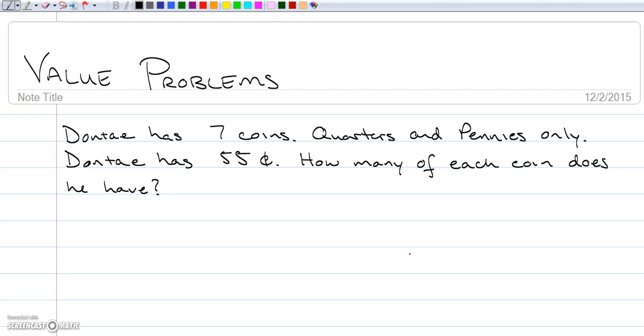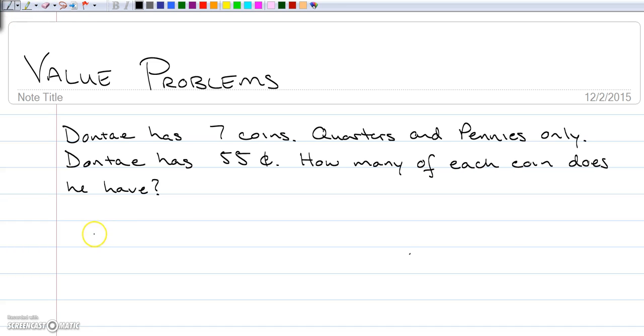All right, Dante has 7 coins, quarters and pennies only. Dante has 55 cents. How many of each coin does he have? Now, a lot of you guys, when you start talking about money, you're like, all right, let me draw a big quarter right here and say it's 25 cents. And then we could keep on doing all that stuff, but we don't need to do that. What I'm telling you now is that with a value problem, we can treat it the exact same way as we have every other problem.